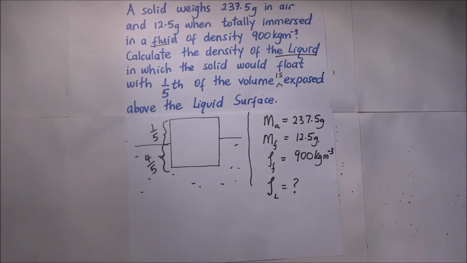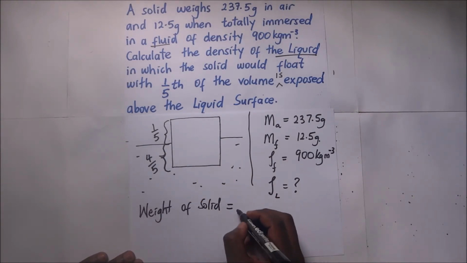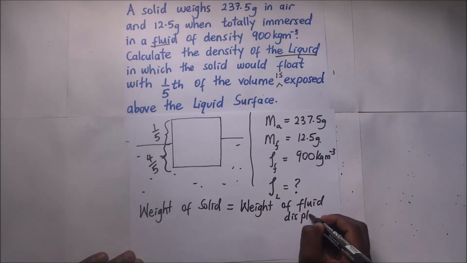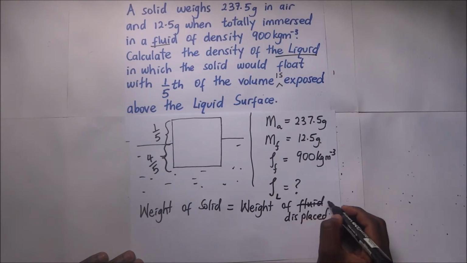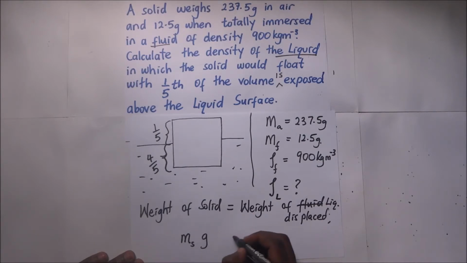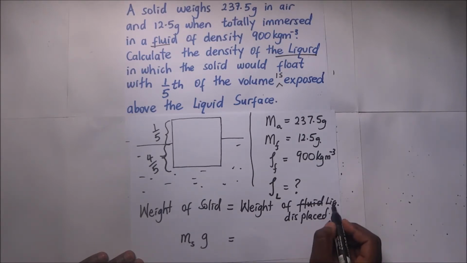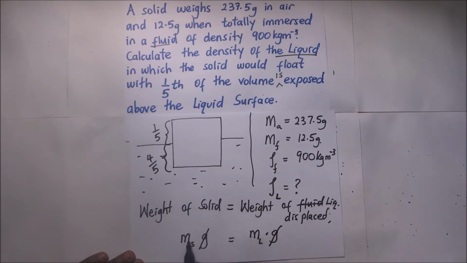So we will begin from that point and say that the weight of this solid is the same as the weight of the fluid displaced. Let me call it liquid, because this one we've referred to as subscript L, the weight of the liquid displaced. So what's the weight of the solid? Of course, the weight of the solid is the mass of the solid times gravity, and that is given by the weight of the liquid displaced. So it's going to be the mass of the liquid multiplied by gravity, and of course the gravities will cancel out, and you remain with the mass of the solid.